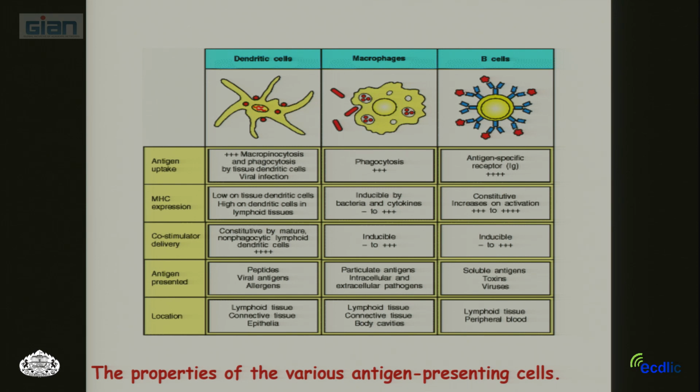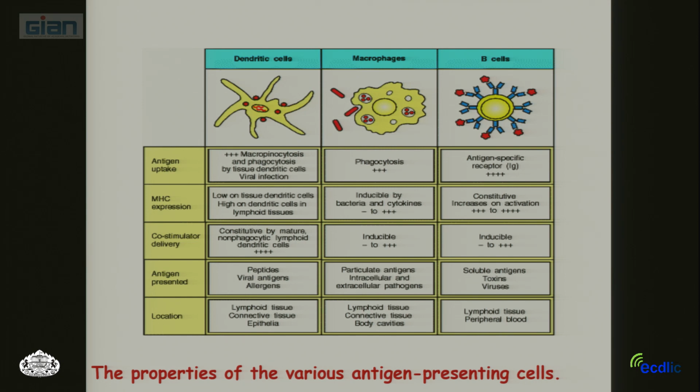Macrophages, on the other hand, are very good at processing and presenting particulate antigens, intracellular as well as extracellular pathogens. And for B cells, that antigen has to be free floating. It doesn't need to be processed. All they have to do is be recognized and bound to the antigen binding domain on the B cell receptor.